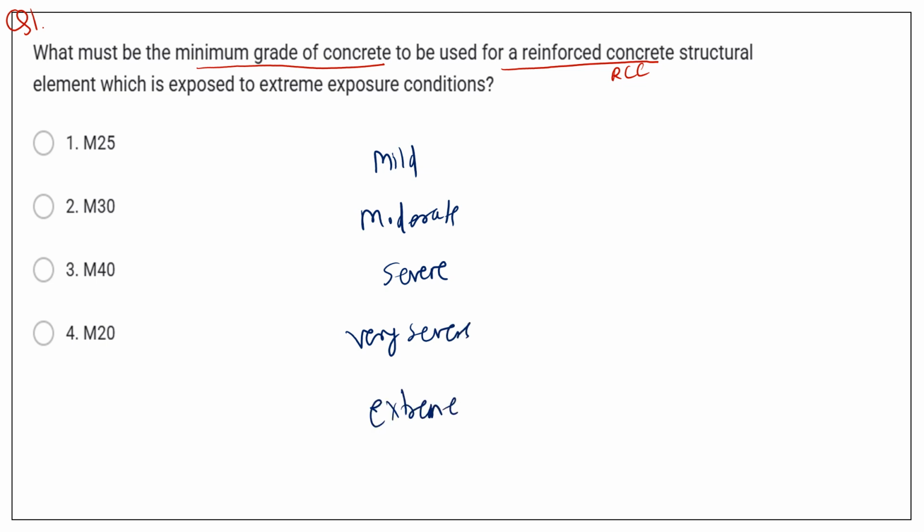In case of mild condition, M20 grade is used. In case of moderate, M25. In case of severe, M30. In case of very severe, M35 grade is used. And in case of extreme condition, M40 grade is used. So here the M40 is given in the third option, so this third option is correct here.